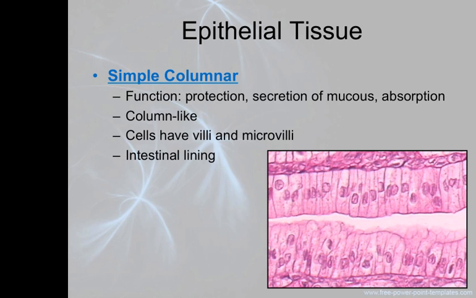Simple columnar epithelium is a single layer of tall cells. This tissue has goblet cells that secrete mucus. Because of the mucus and the height of the cells, it's good for protection. You can find columnar epithelium in the lining of the stomach and intestines, parts of the respiratory tract, and the uterus, among other places. Some simple columnar epithelium will have small hairs called villi or microvilli. These move particles along like dust in your respiratory tract. It's another example of protection.